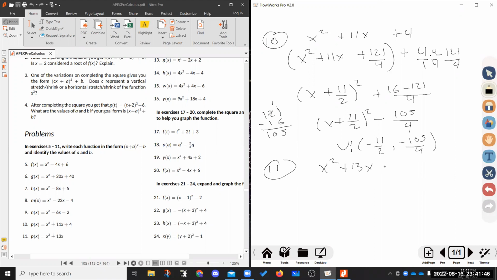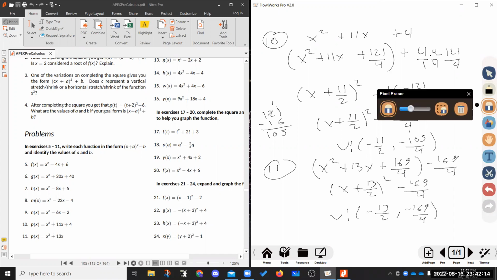So we're going to add 169 over 4 and subtract 169 over 4. This is x plus 13 halves squared minus 169 over 4. My vertex is at -13 halves, -169 over 4.